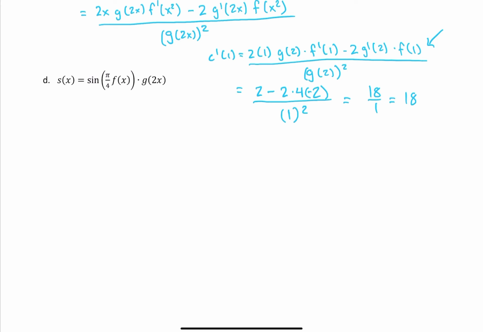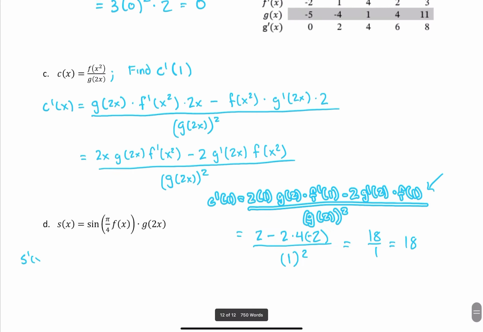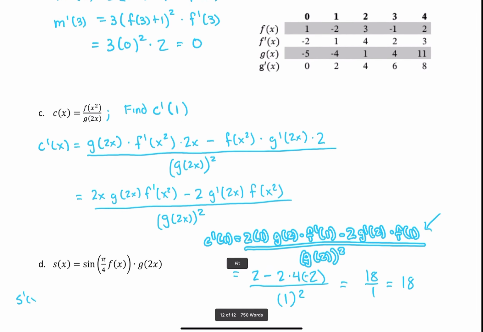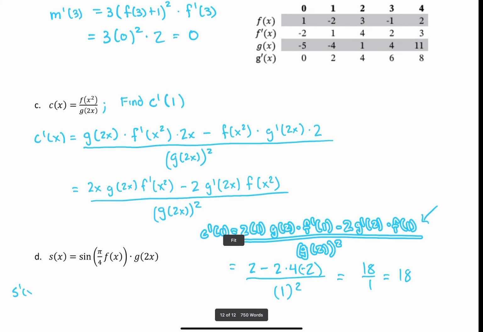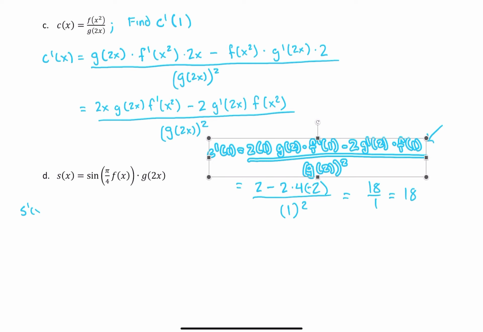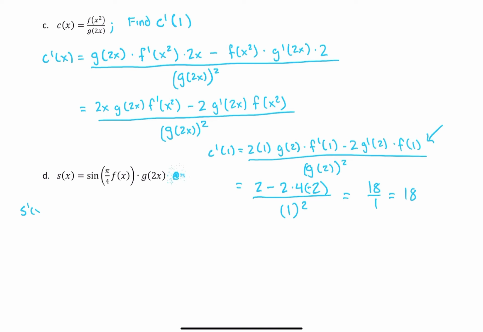We have S of x is the sine of pi over 4 f of x times g of 2x. So the derivative, and we'll say at x equals 2, we want to find the derivative. So s prime of x is going to be, so here we're going to have to do the product rule.